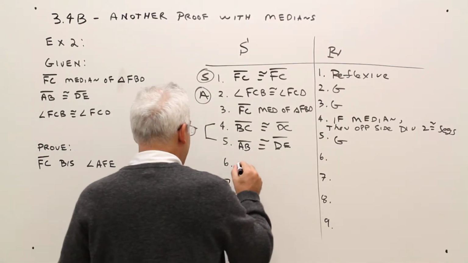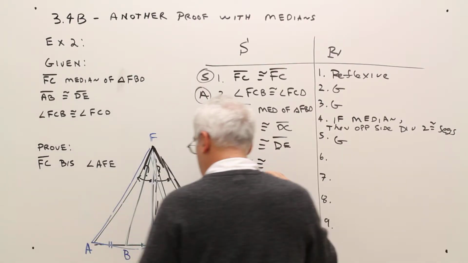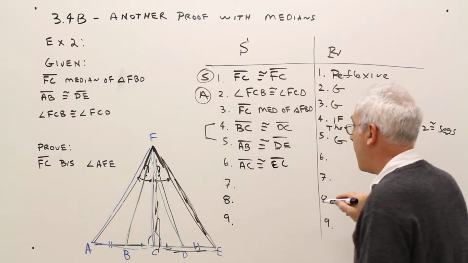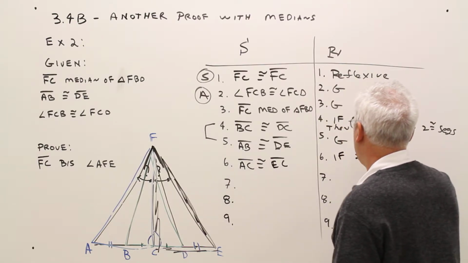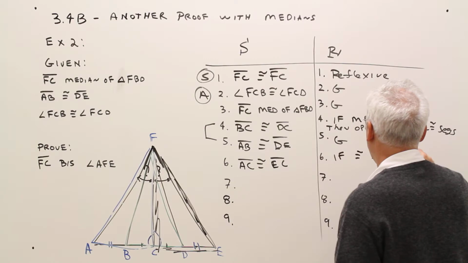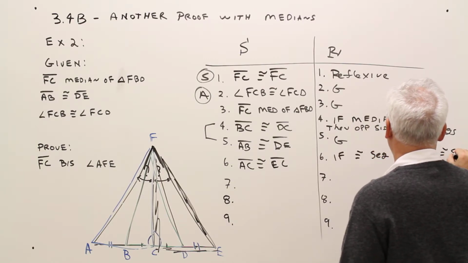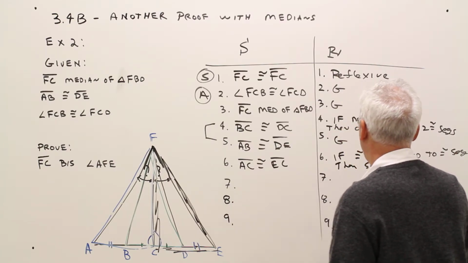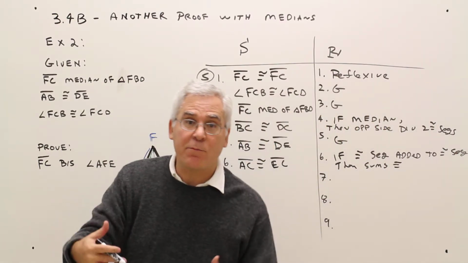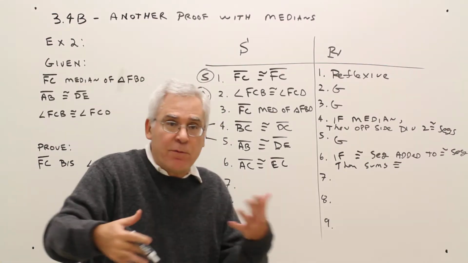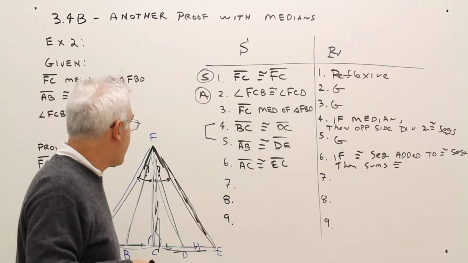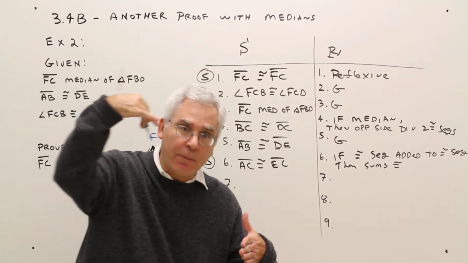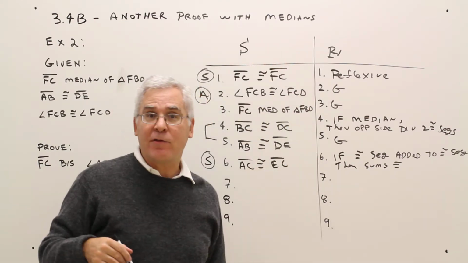So now I'm going to say segment AC is congruent to segment, I guess I'll call it EC. If congruent segments added to congruent segments, then the sums are congruent. Make sure you use the correct word, segments versus angles, and added versus some other word. Okay, so that's the S. I'll get the triangles, I'll get the parts, I'll get beyond CPCTC.